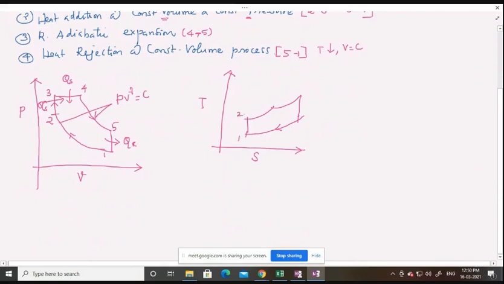So 1, 2, 3, 4, 5, right? Here is the heat addition. Here volume is constant, and here pressure is constant. So this is the TS diagram of the dual cycle, and this is the PV diagram of the dual cycle.